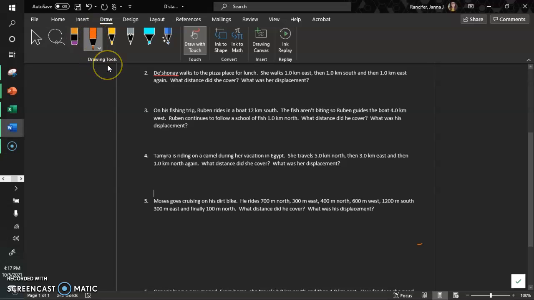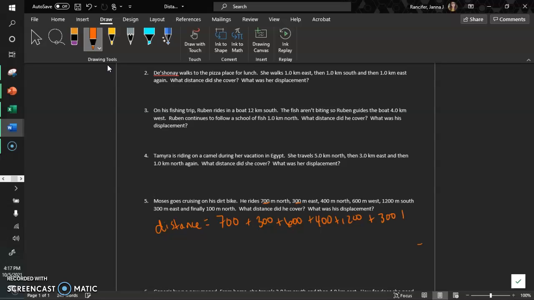What was his displacement? Distance is a scalar quantity, so all you have to do for distance is to add up these numbers. So 700 meters plus 300 meters plus 600, oops, I skipped the 400, plus 400 plus 600 plus 1200 plus 300 plus 100. The distance is blank meters. I'll let you do the sum here.